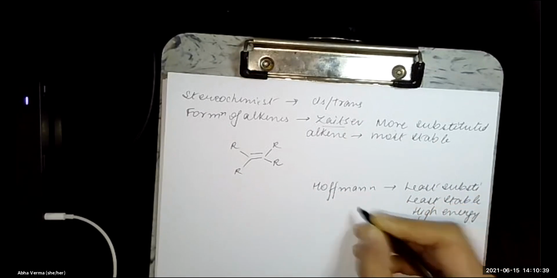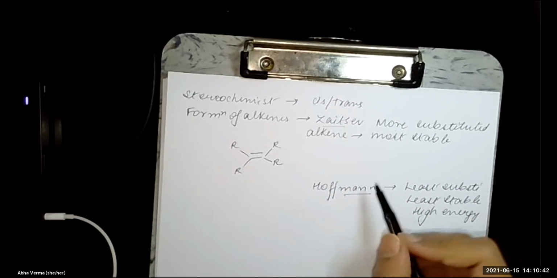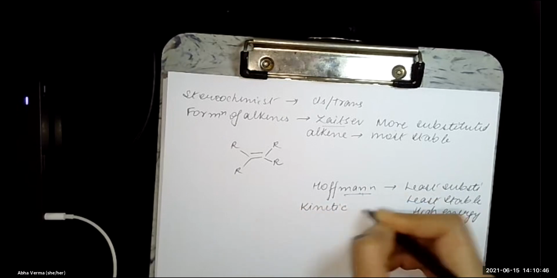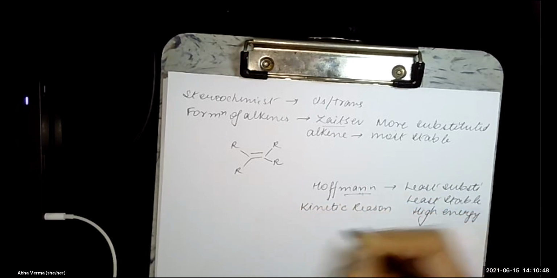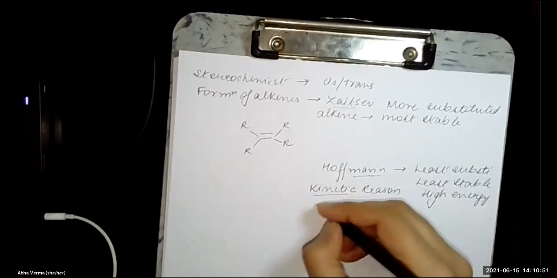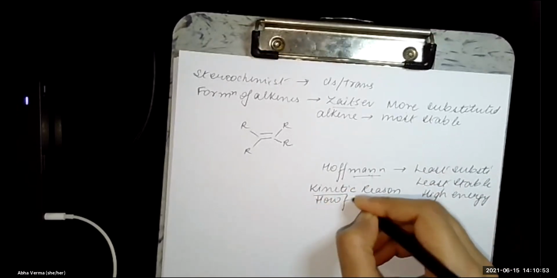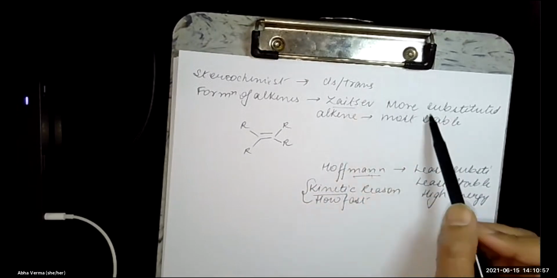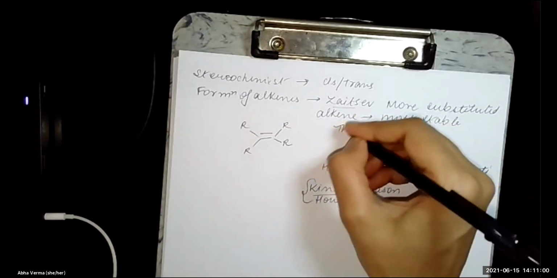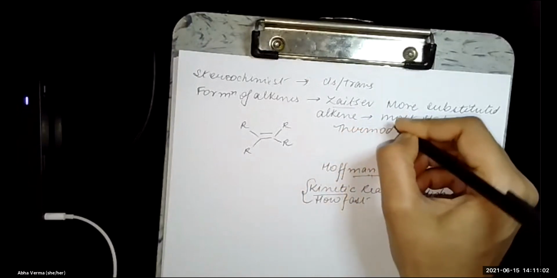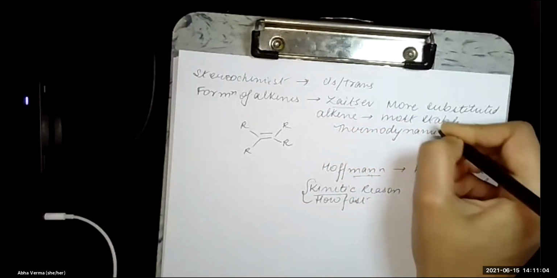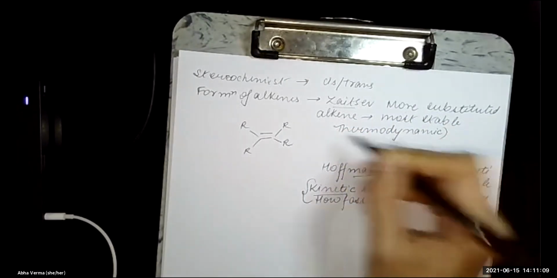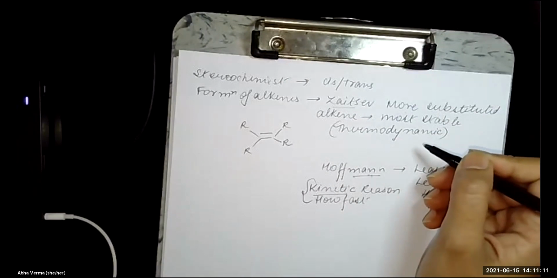And you may ask, why does then Hoffman ever occur? Hoffman occurs because of kinetic reasons. Kinetic is just how fast a reaction can occur. Zaitsev, on the other hand, follows the thermodynamic pathway, which is more stable, is needed for the product.